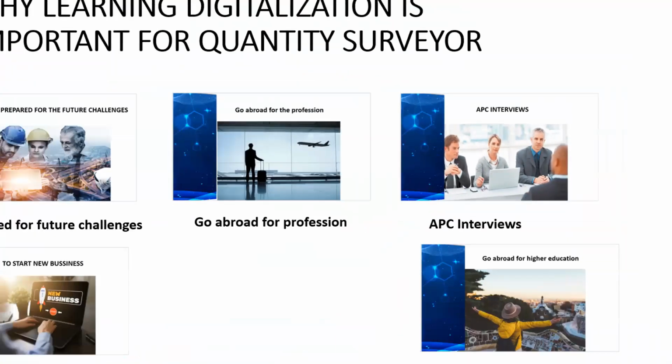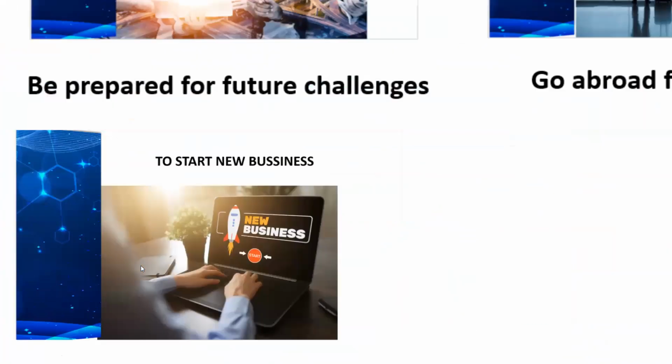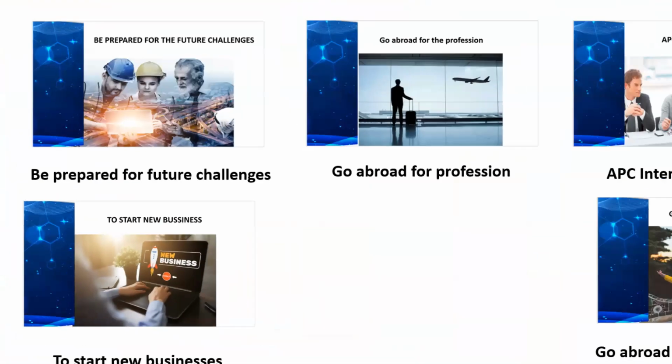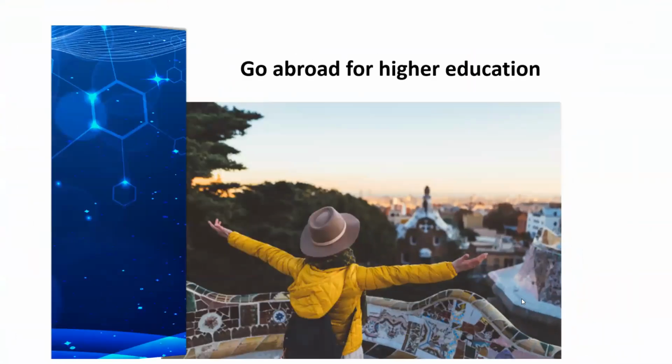Okay, so you have to learn. Then you start a new business. After learning the software, you have to convert that skill to a business. Okay, you have to create a Fiverr account and you have to start a small business. Then you have to develop that business. Then you can have a freedom of your life, then go abroad for higher education.